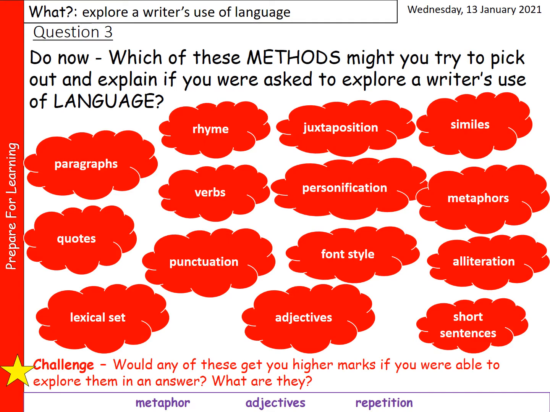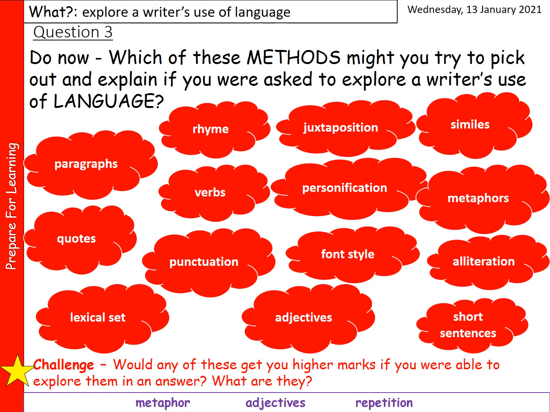So we're going to look at question 3 for language paper 2, and we are still looking at the extracts about how elephants were treated that we started on Wednesday in our live lessons. So just as a do it now, there's a few different methods on the slide, so can you just pick out which of these methods you would explore when thinking about a writer's use of language, so not structure or anything else, just language.